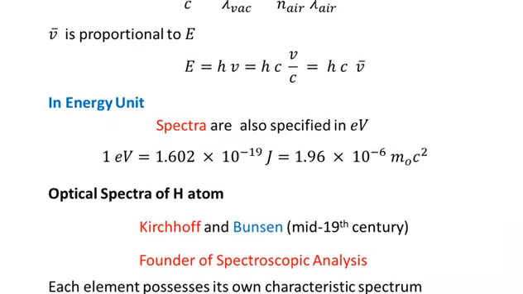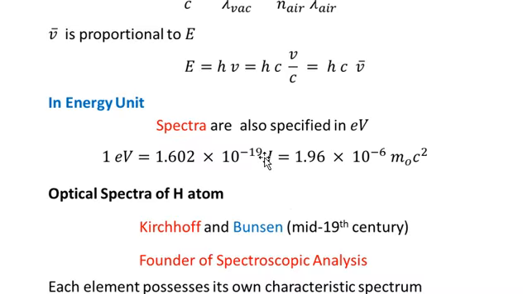Now, in units of energy, we shall be using the electron volt. Usually some spectra are mentioned in terms of electron volt, and the energy unit is also used today. So the spectra are also specified in electron volts, and 1 electron volt is equal to 1.602 times 10 to the power of minus 19 joule.